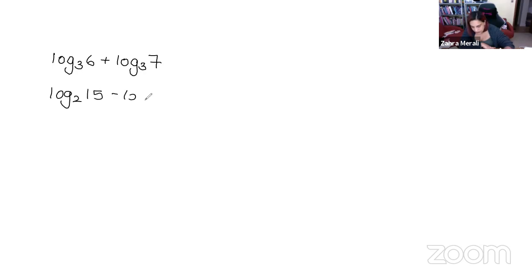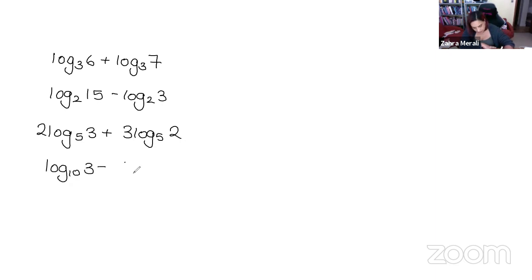So if we think about that, let's take some examples. So we've got log 3, 6 plus log 3, 7. Log 2, 15 minus log 2, 3. I'll write these up, and maybe what you can do is, as I'm writing them, attempt them, or pause this and come back and attempt it. So you've got log 10, 3 minus 4 log 10 a half. So let's try combine those.